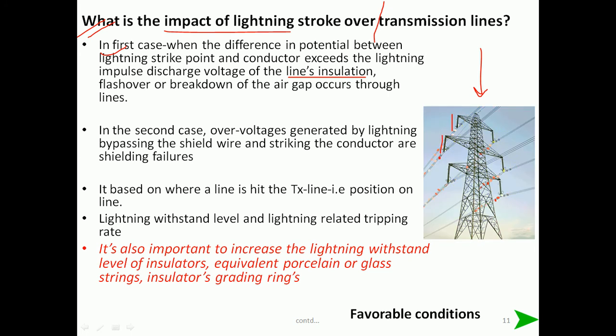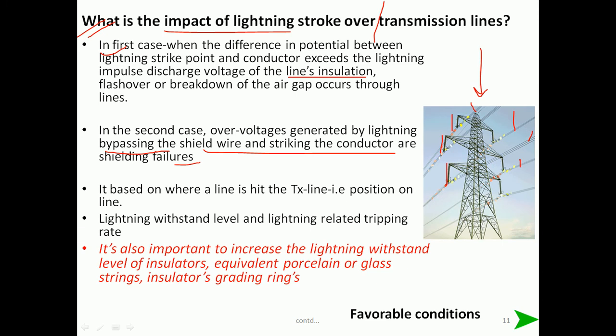Suppose these are the strings of insulators which we have already studied in a previous semester. The second case of overvoltage is by lightning and shielding failure, the striking of a conductor. We must look at the bypass of the shielding. If the lightning stroke does not appear at a shielding wire and directly hits the conductor of any line wire, suppose this or this, then it will create very big damage to the transmission section.